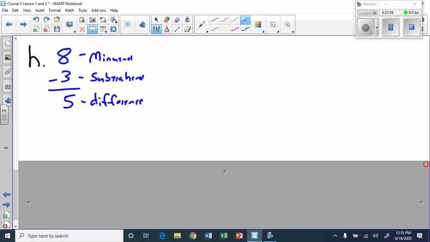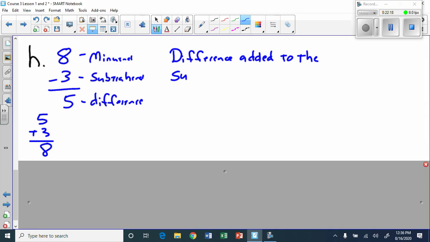So if I were going to check to see if this is true, I would have taken 5 plus 3 is 8. So to explain how to do it, you would take the difference, add it to the subtrahend. And sometimes that's where kids stop. It's the difference added to the subtrahend, but what do we do with that? Should equal the minuend.